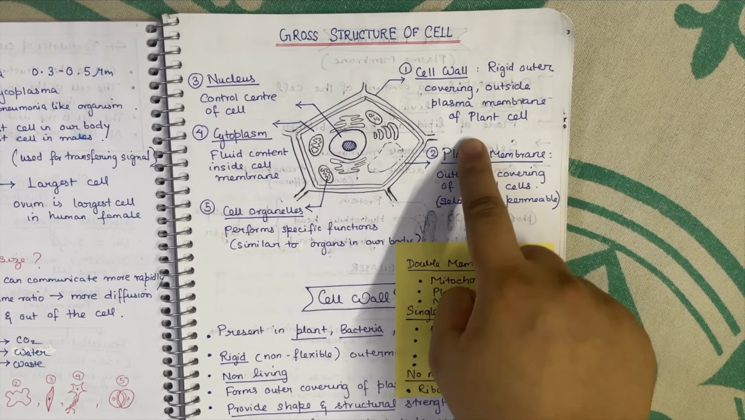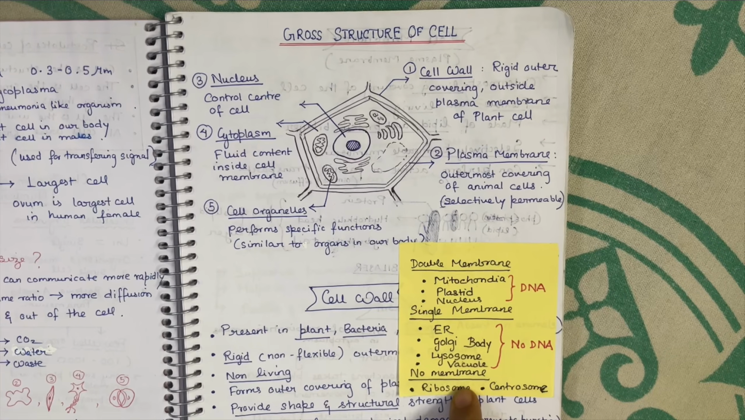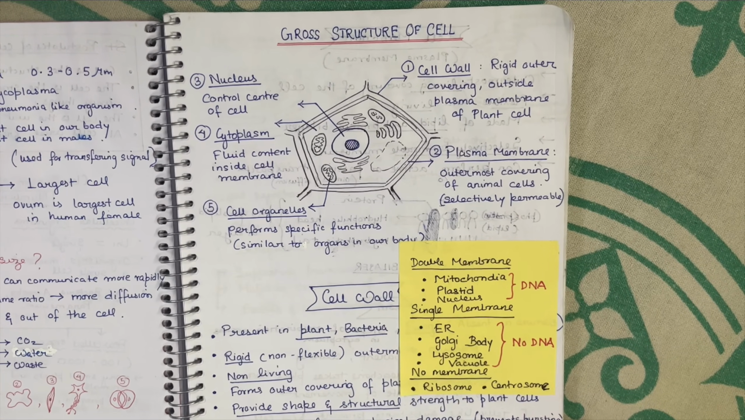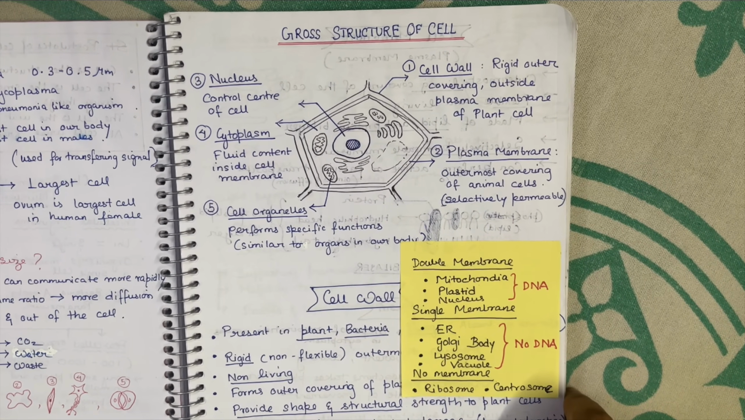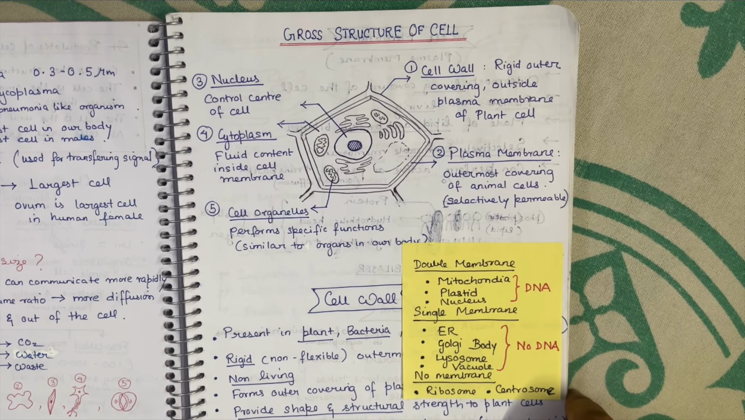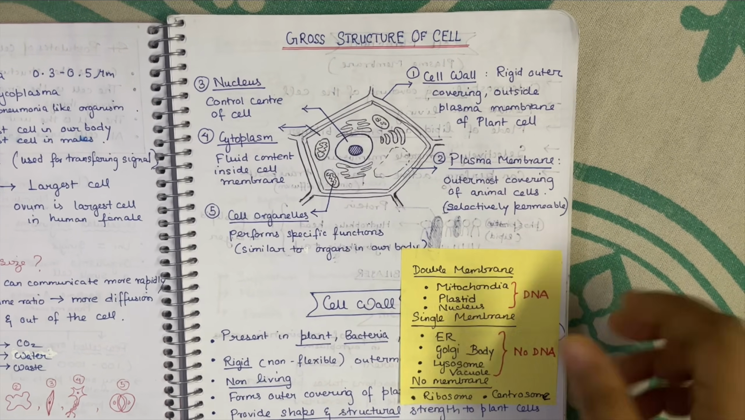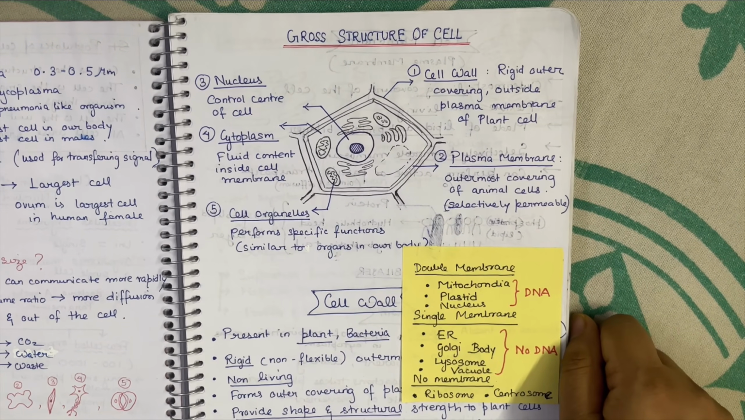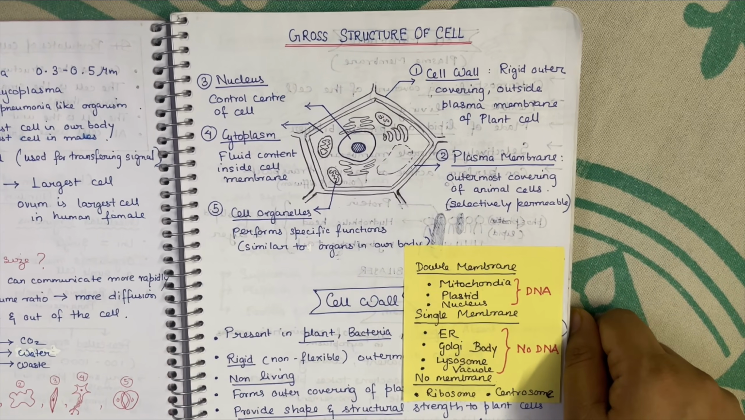So we have discussed all the organelles which are present in a plant or an animal cell. Now can you tell me which of these organelles are found only in a plant cell and which of these organelles are found only in an animal cell? Please write your answer in the comment section.